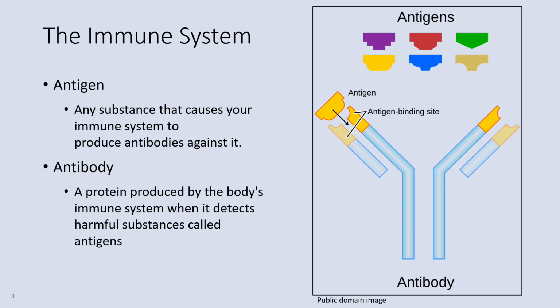If the human body mistakenly attacks these HLA antigens, this is referred to as an autoimmune disorder. This is what happens to the body when it attacks the cells of the pancreas in a patient with type 1 diabetes.